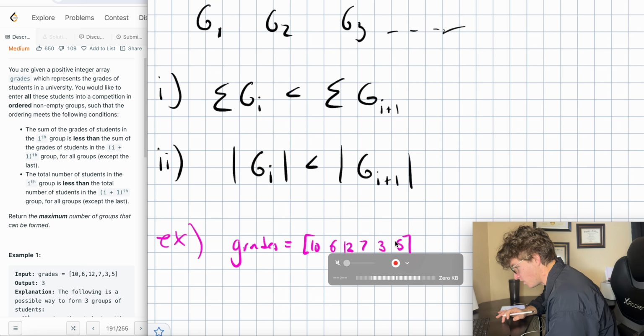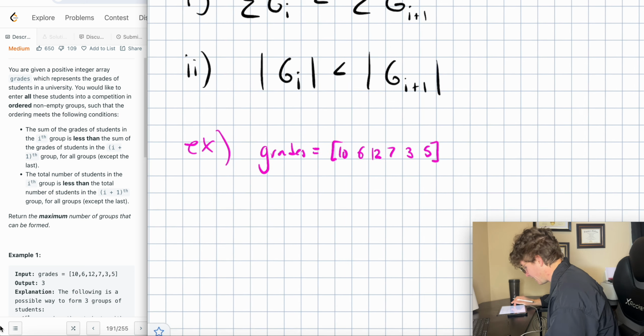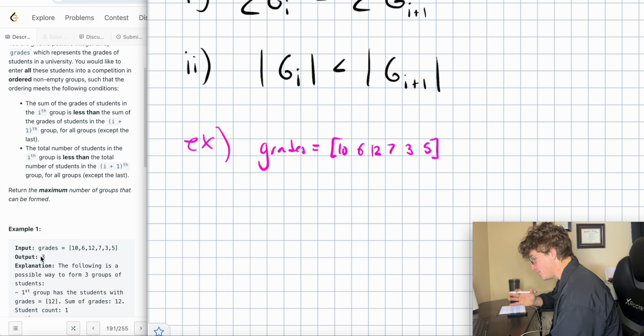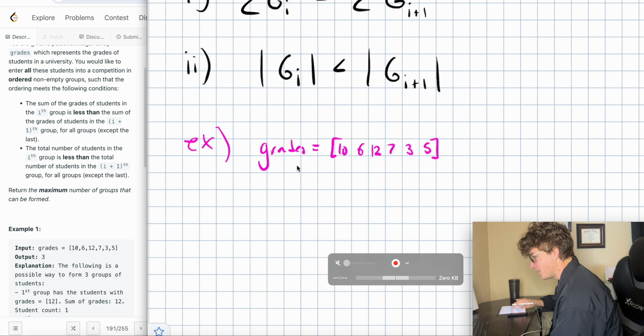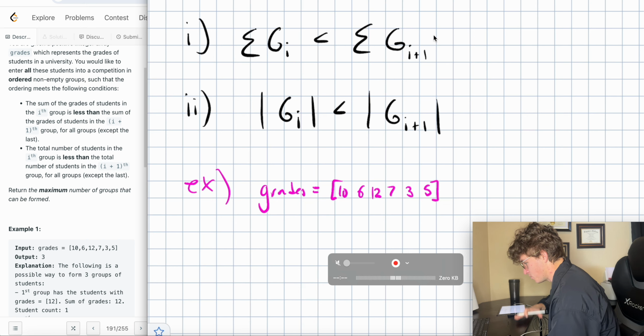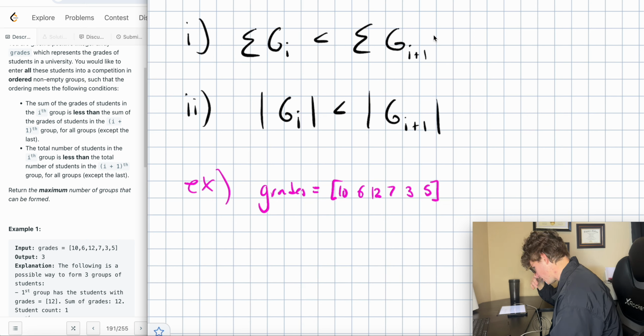Grades 10, 6, 12, 7, 3, 5, and the output is 3. So we can make 3 groups. How would those groups work? Each group needs to have fewer students than the subsequent group, and each group needs to have a sum that's smaller than the subsequent group, subsequent meaning the next group. So how are we going to end up doing this?